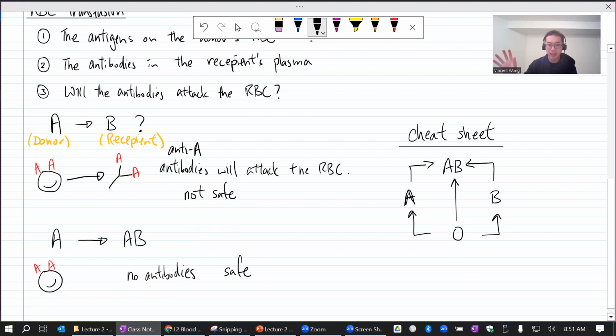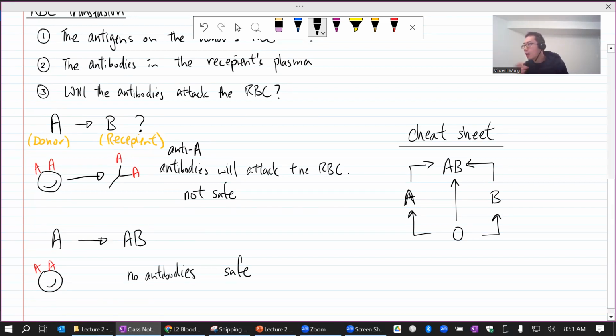Nothing. That's right. And if there is nothing on the RBC, then other blood groups can accept it, even though they have anti-A or anti-B. That's okay, because you have nothing to attack on the O cells. Does that make sense?